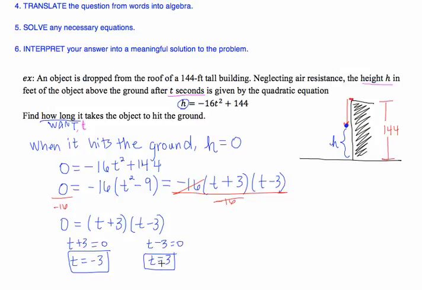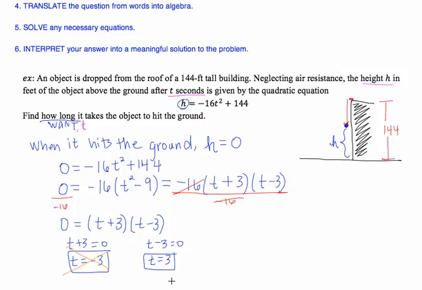Now we have to ask, does it make sense to have two answers here? This would be interpreting our answers. And no, it definitely does not make sense to have two different times at which the object hits the ground, and a negative time certainly doesn't make sense. Sometimes that will happen. Okay, this one does not make sense. So our real answer is t = 3.